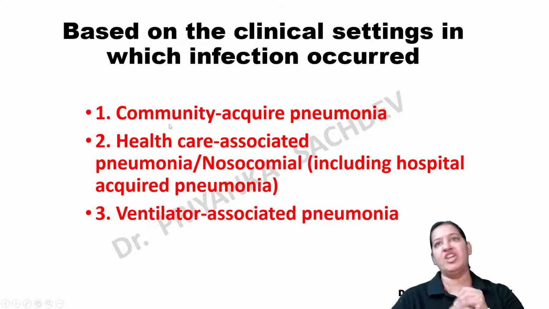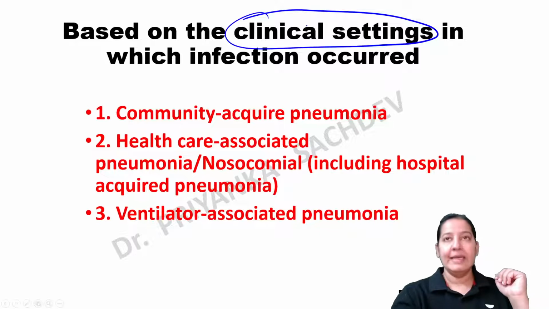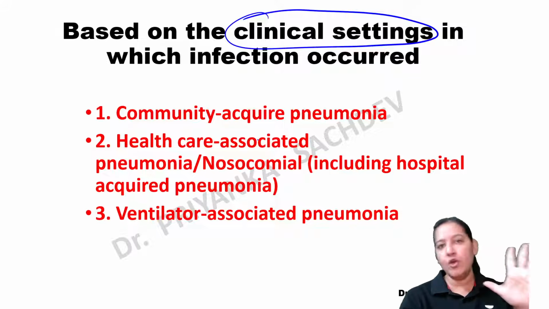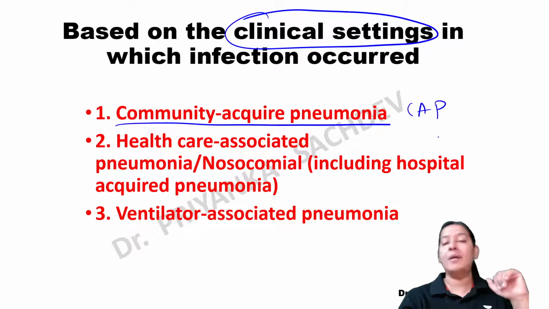The third classification, based on clinical settings. Based on the clinical settings of the pneumonia, if pneumonia is occurring in any normal human being, it is known as community acquired pneumonia. It is occurring in the community, community acquired pneumonia. But pneumonia is very common in hospital.